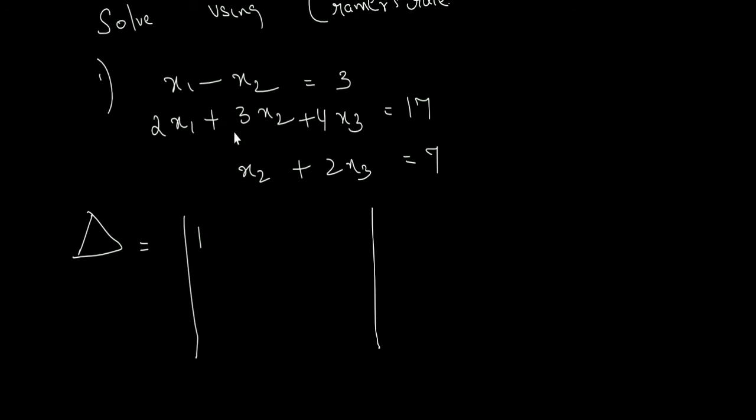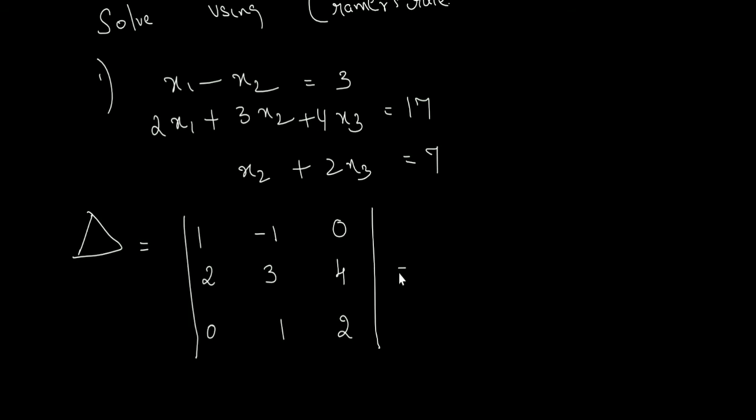Coefficient of x2? Minus 1. x3 is not there, so 0. So instead of x and y, it is given as x1, x2. Now second row: 2, 3, 4. Third row: 0, no x1, 1, 2. This is how you find deltas.